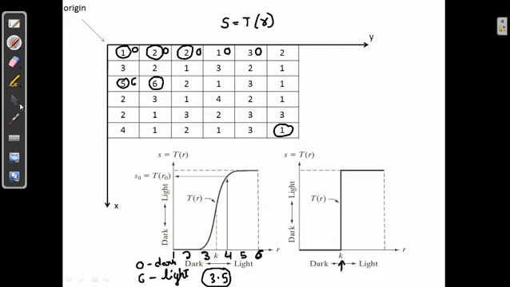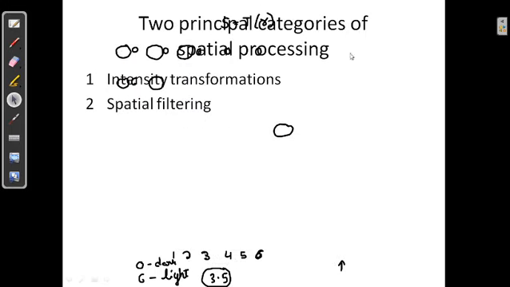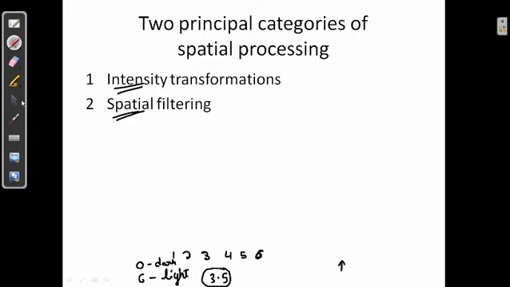Okay, remember that this is the basic intensity transformation function. As you saw earlier, in case of spatial processing, there are two things. The first one is called intensity transformation, and the second one is spatial filtering. Whatever you saw in the graph is nothing but intensity transformation. Next we will be considering spatial filtering.